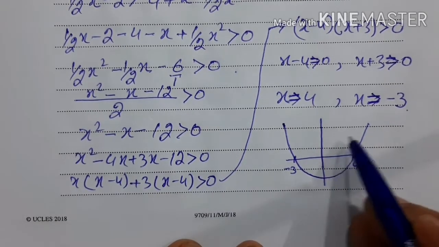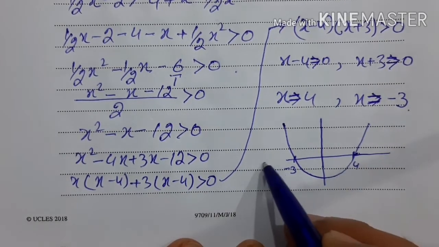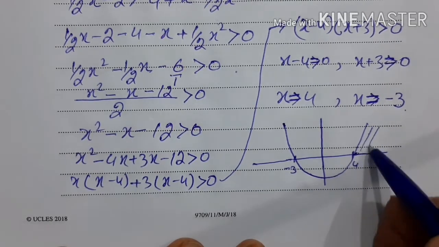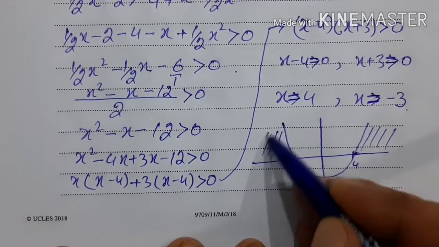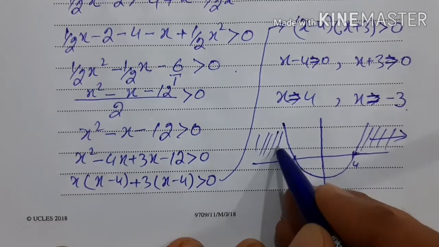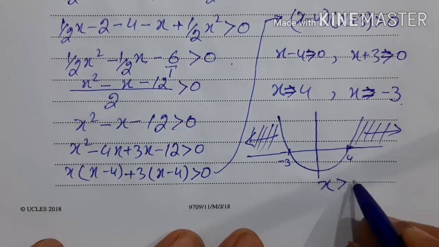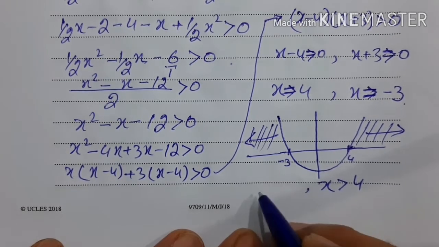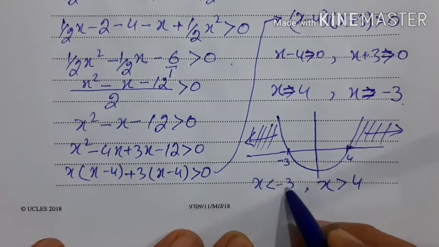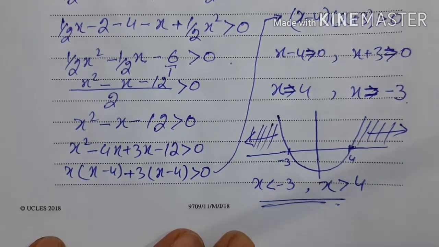So this greater than 0 means the area above the x-axis is our answer. This is our answer region. Therefore, x is greater than 4 and x is less than minus 3. This is our answer.